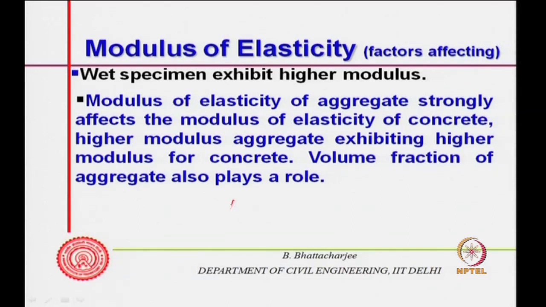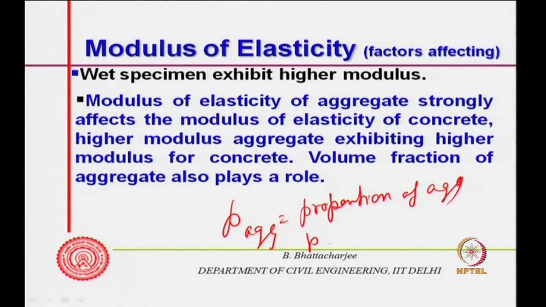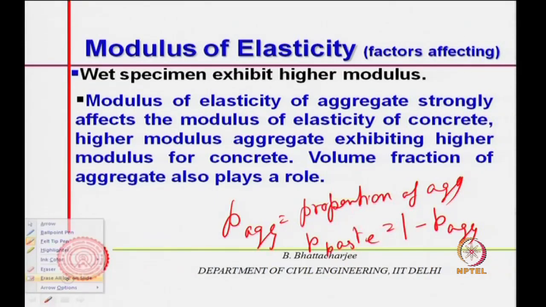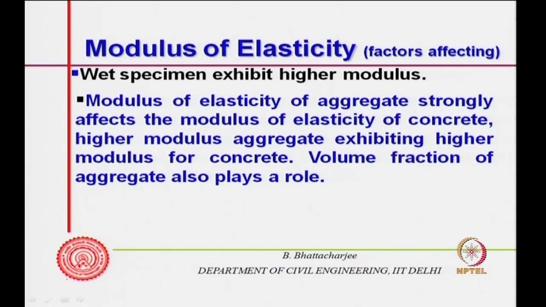So, I said P aggregate, that is proportion of aggregate, and P paste, let us say, which will be equal to 1 minus P aggregate minus voids or whatever there. So, basically proportion will again play a big role, because whichever bound you take, upper or lower bound, both cases are a function of those two. The series or parallel model which gives you bounds, both cases it will be related to that.